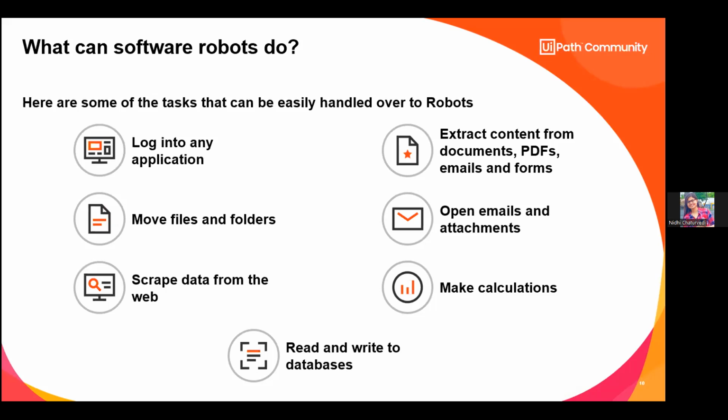First is logging into any application. If you're coming into your office and you log into certain applications, say 4 to 5 applications, you open your Gmail, you open your Outlook, that you open daily, this is something that you're doing on a daily basis and repeatedly. This is something a software robot can do. It can simulate your actions. It can log in on your behalf in those applications. Move files and folders.